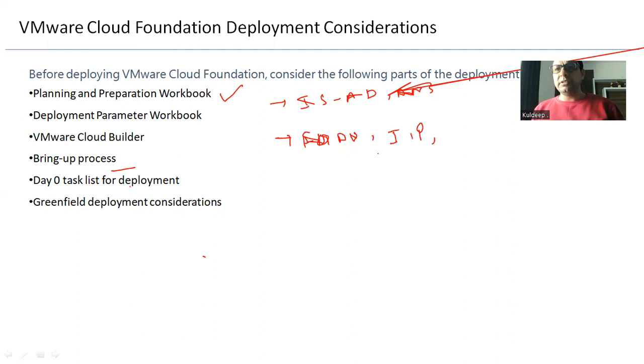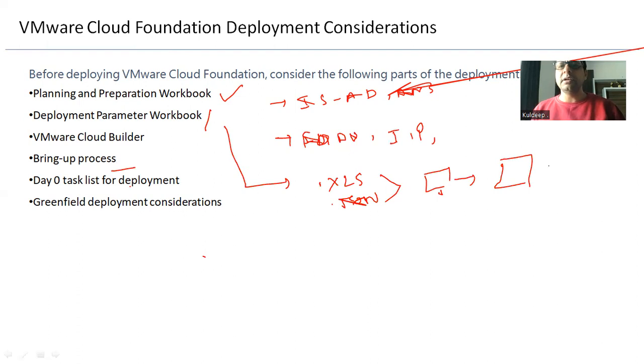And out of that, I use that planning and preparation workbook as a reference for creating the deployment parameter workbook. That's primarily in Excel format, or it could be further converted into JSON, and we will supply that into the Cloud Builder appliance when we are building the day zero cluster. When we say day zero cluster, it is your management domain's first cluster.